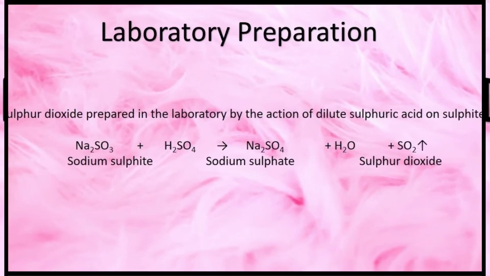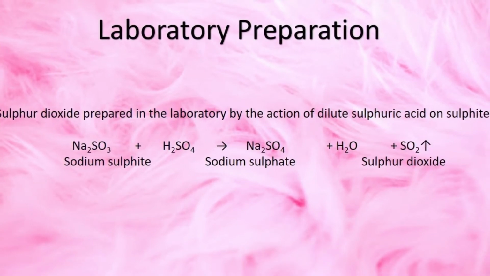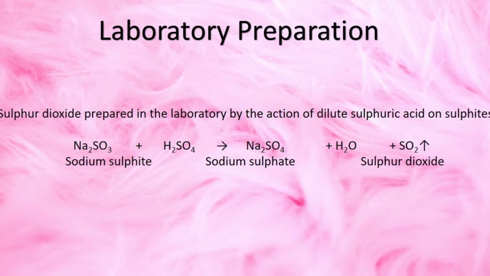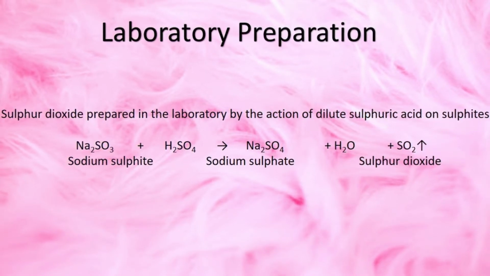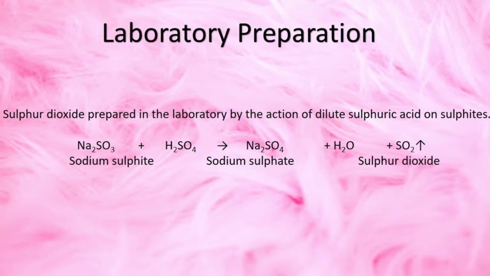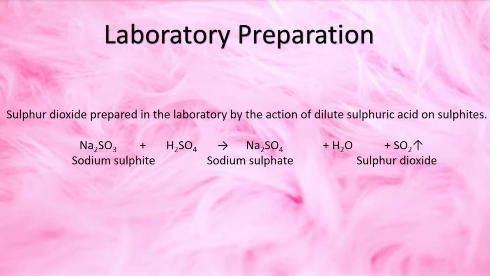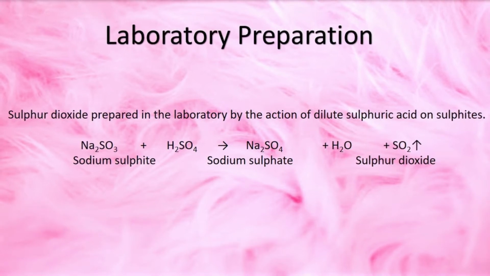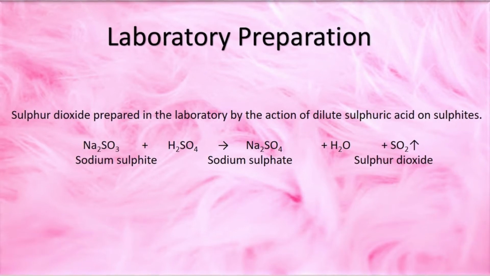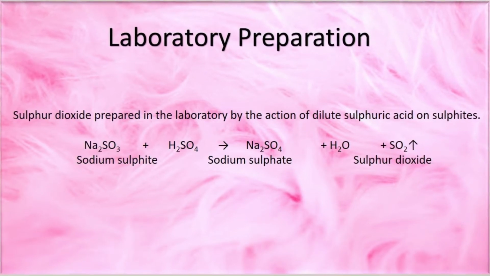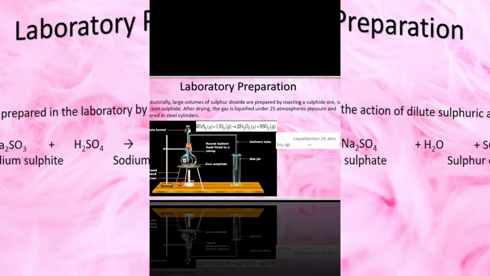Now let's understand the methods of preparation of sulfur dioxide gas. We can prepare sulfur dioxide in the laboratory by the action of dilute sulfuric acid on sulfites. Sulfites means SO3 2 minus ion. For example, when sodium sulfite is treated with dilute sulfuric acid, we get sodium sulfate, water and sulfur dioxide gas.